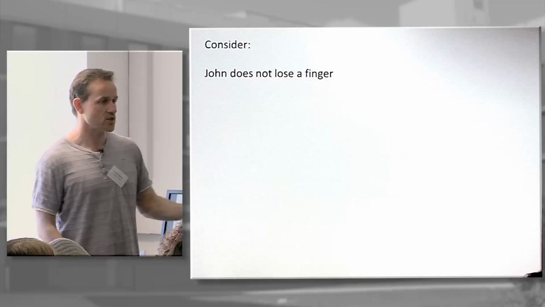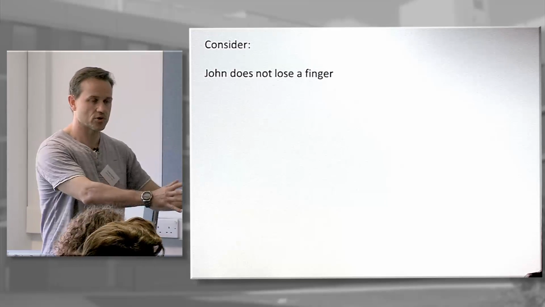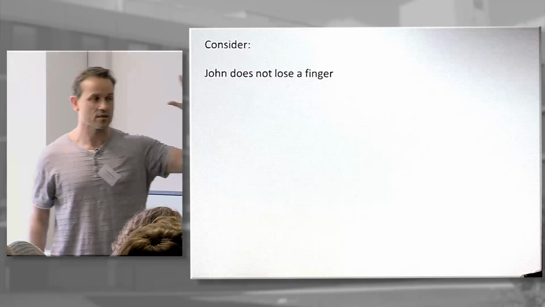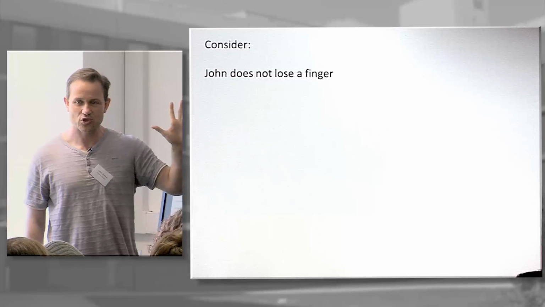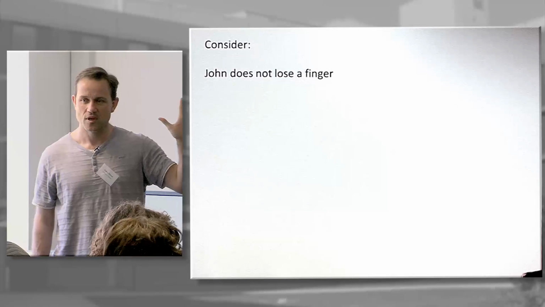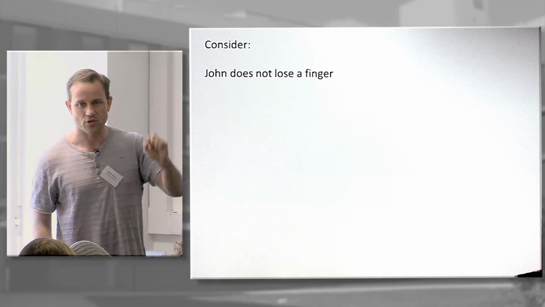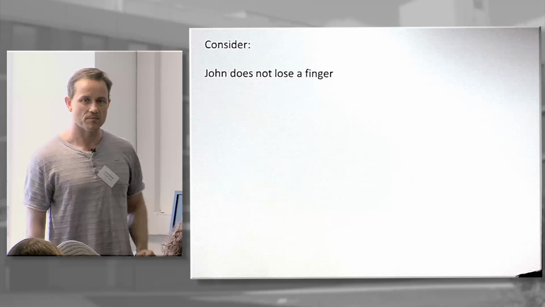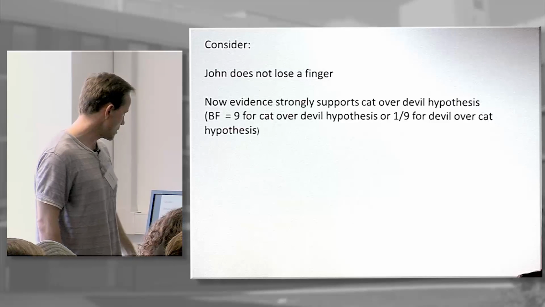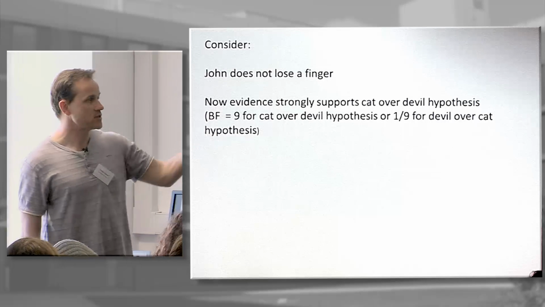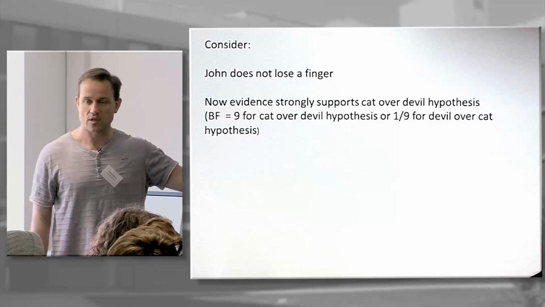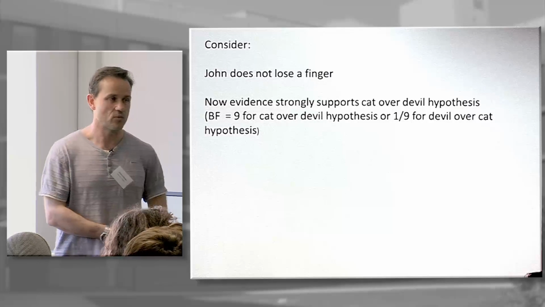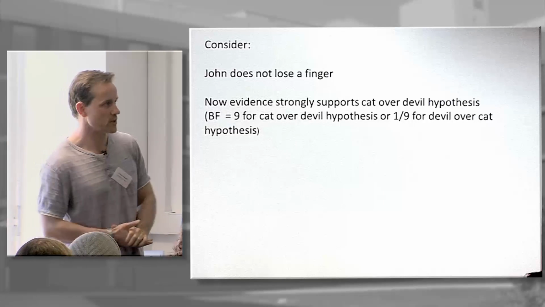Or consider, let's say that didn't happen. I put the box on the table. John puts his hand in it, takes it out, all the fingers are intact. So now which hypothesis is most strongly supported? Well, I'd set it up so it's symmetrical. This is predicted 9/10 of the time by the cat hypothesis, 1/10 of the time by the devil. So now the Bayes factor is 9 for the cat over the devil hypothesis. Or you can say it's 1/9 for the devil rather than the cat. It doesn't matter which way around you put it.